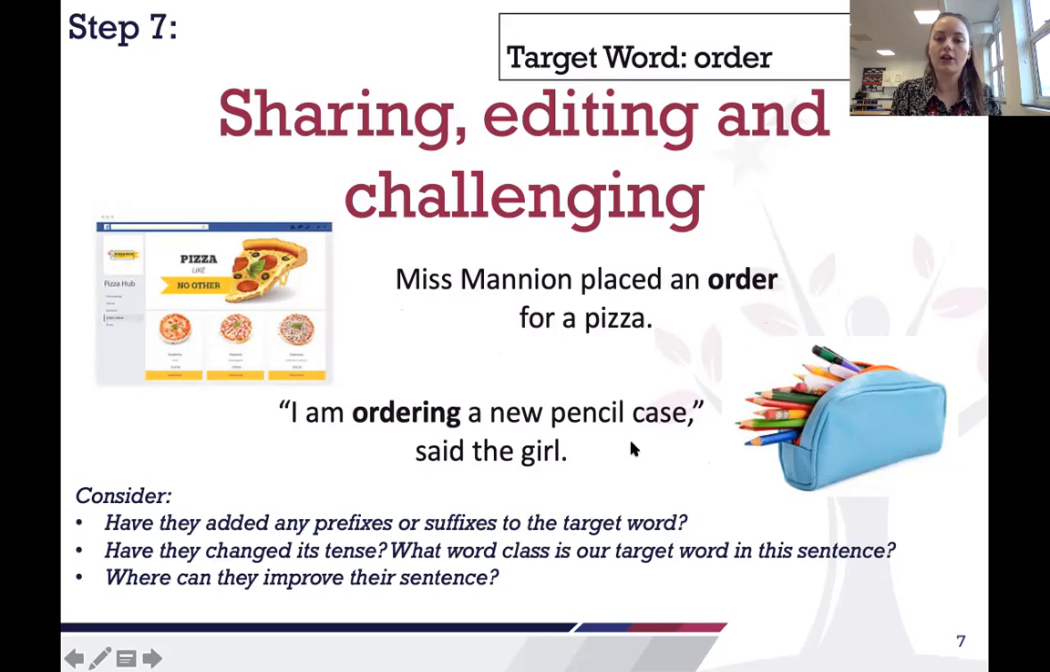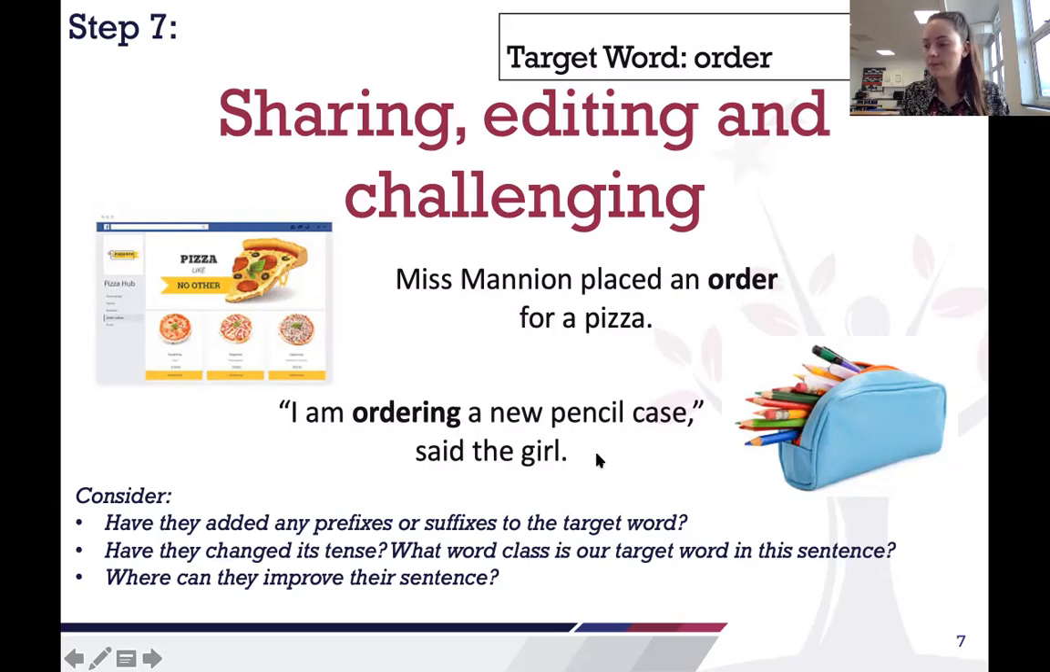I am ordering a new pencil case, said the girl. I am ordering a new pencil case. Is ordering a noun or a verb this time? Is it a thing or is it something that the girl is doing? I am ordering a new pencil case. Fantastic. It's a verb. So she is doing the ordering.